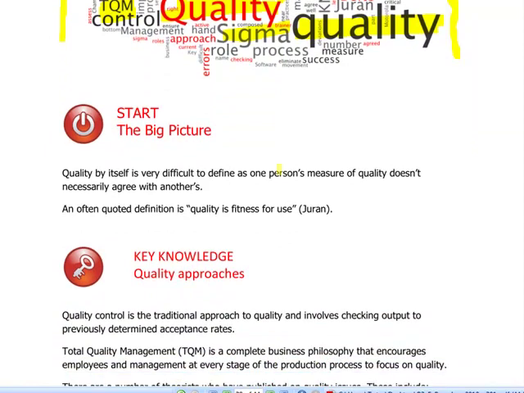Introduction. Quality by itself is very difficult to define, as one person's measure of quality doesn't necessarily agree with another's. Each individual has their own particular view on what is a quality product, so it's rather subjective in nature. That's the first thing to be aware of. However, Juran, one of the management theorists, came up with probably the best known definition, and that is quality is fitness for use.